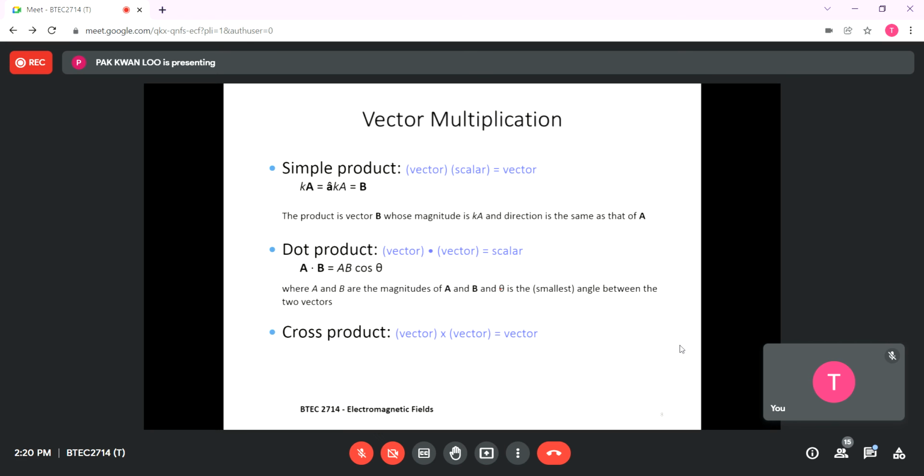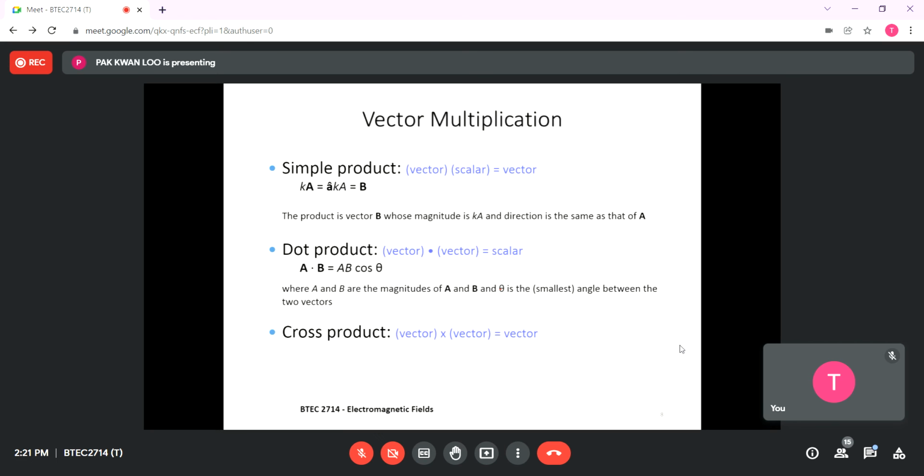For vector multiplication, we have a few of them. One is a simple product between a scalar and a vector. The resultant of it, when a scalar multiplies a vector, will be a vector. Then we have a dot product, and this one is important, and I will show you why later on.